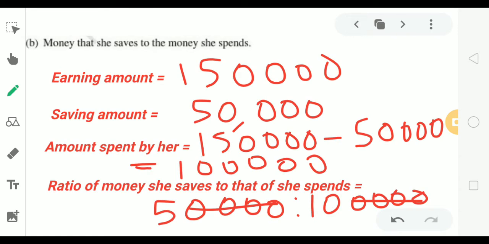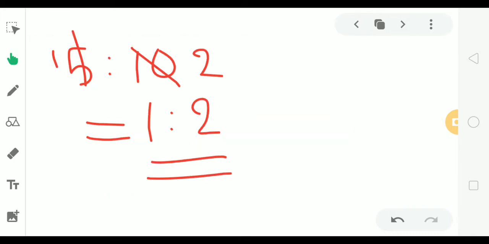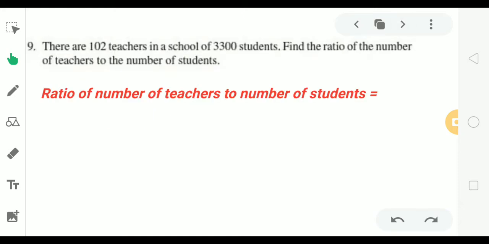You get that? We first calculated the amount spent by her. The amount spent by her is the total amount she earns minus the amount she saves. So we got 1 lakh rupees as the money she spends. Then we take the ratio saving amount to spending amount. 50,000 is to 1 lakh. So we got it as 5 is to 10. 5 is to 10 we reduced as 1 is to 2. Let us move on to the next question.